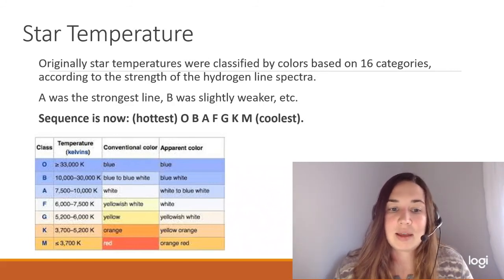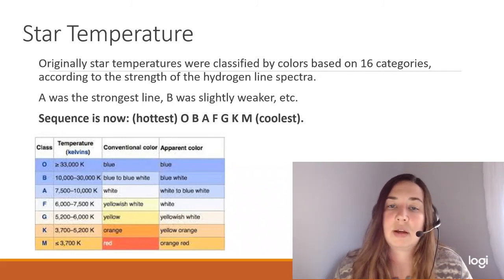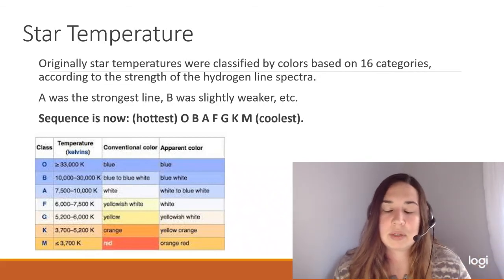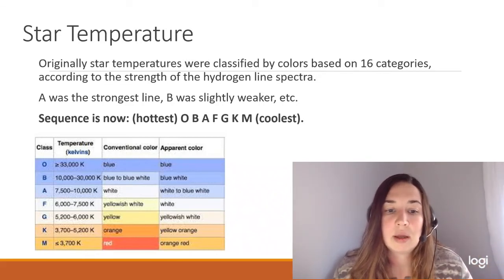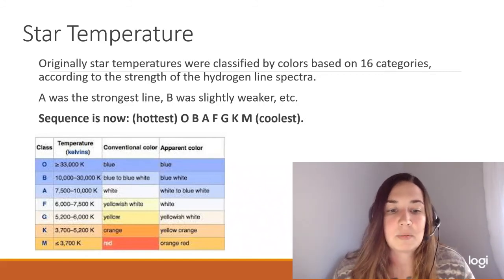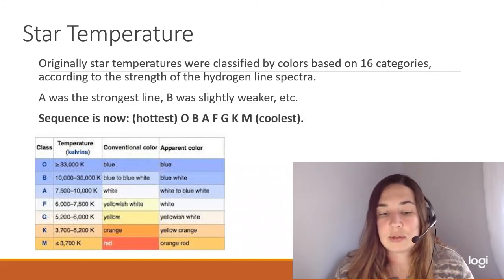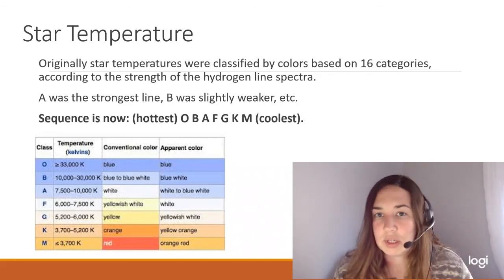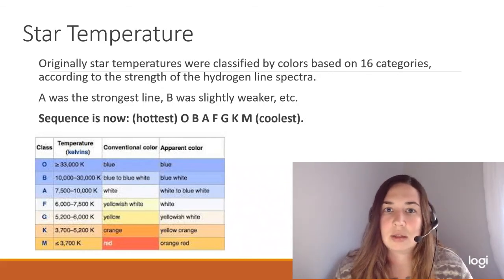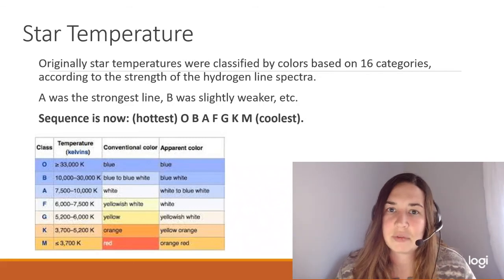Our F class is 6,000 to 7,500 kelvins. That's going to be our yellowish white or white. Apparent to what we see with the naked eye is going to be more white, which is a lot of your standard stars here. Our G class is going to be 5,200 to 6,000 kelvins. That's going to be yellow stars or yellowish white. You know, a lot of stars in the sky look yellow or yellowish white, so you're going to see a lot of them falling in the middle of the scale here.